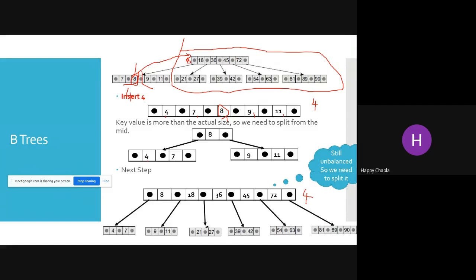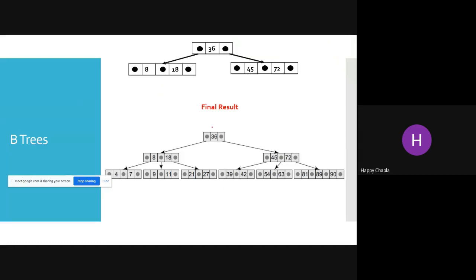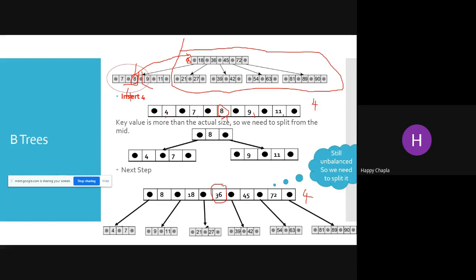So find out the middle value. Which one is the middle value? After inserting 8, 36 is your middle value. So your 36 will become the root node. We need to split it. So this is the splitting. 8 and 18 are the left portion, next to my 4 and 7. You can imagine this 36 will become the root node. This 18 and 8 are the left portion, and all the rest are in the right portion.